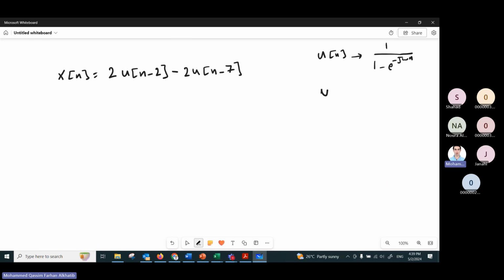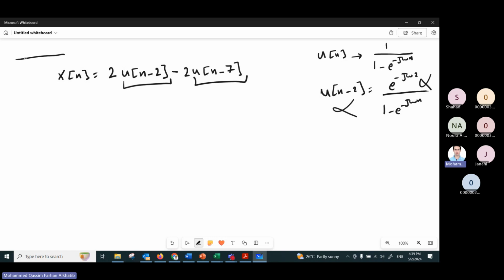So when you have u of n minus 2, you say it's going to be e to the power minus j omega 2 over 1 e to the power minus j omega. Could be fine, but that's not the solution that I'm seeking. All right, so keep in mind, we have a rectangle, sorry, a unit step minus a unit step, I'm making a rectangle. So if I want to draw this expression, I have 2, that's 2, 3, 4, 5, 6, 7.